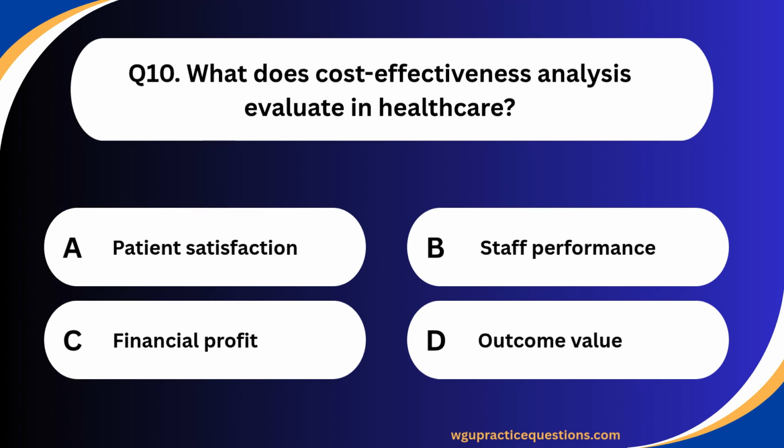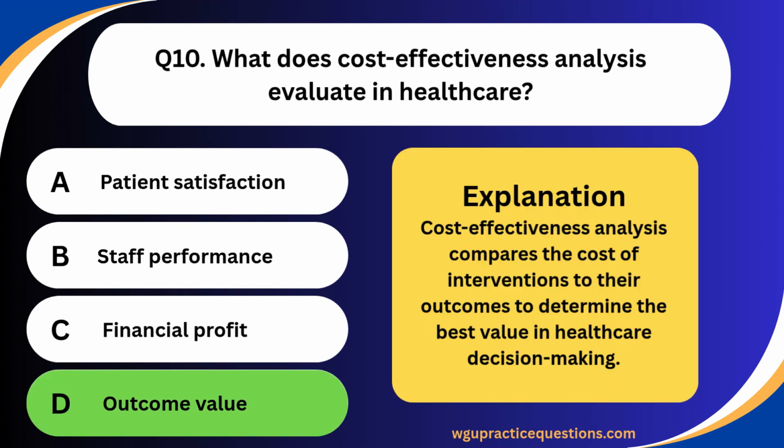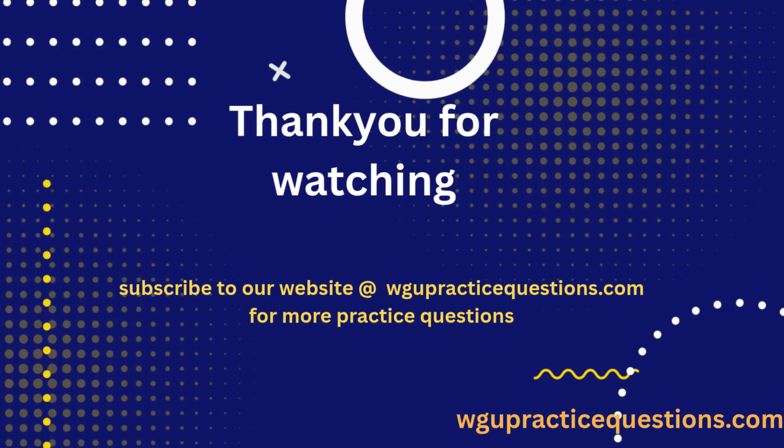Question 10. What does cost-effectiveness analysis evaluate in healthcare? A. Patient satisfaction. B. Staff performance. C. Financial profit. D. Outcome value. Which one is the correct answer? The correct answer is D. Outcome value. Explanation. Cost-effectiveness analysis compares the cost of interventions to their outcomes to determine the best value in healthcare decision-making.